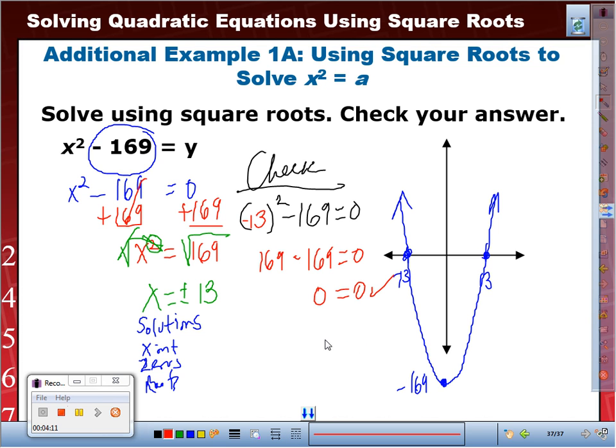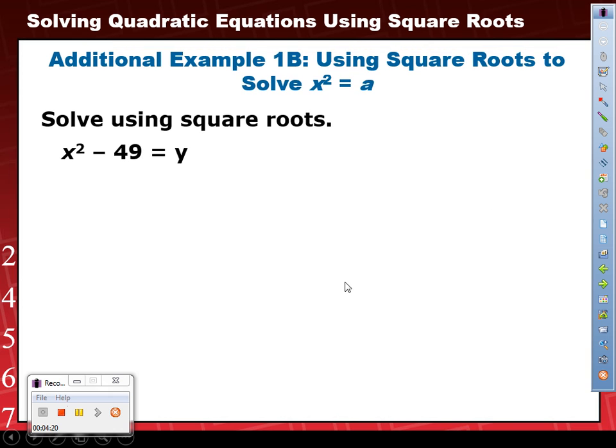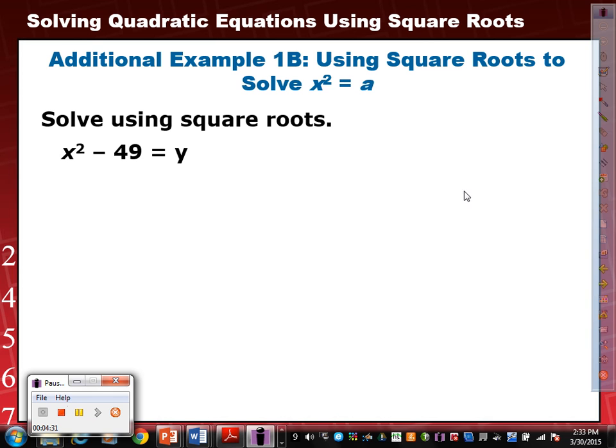How are we doing? Good? Magnificent. Okay, do this next one by yourself. Example 1B. Solve using square roots: x squared minus 49 equals y. Do that one by yourself. You got 30 seconds. Go. Okay, let's see.